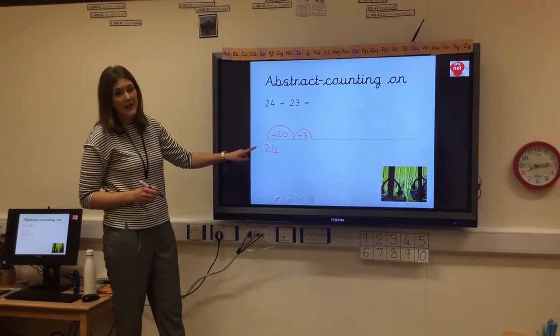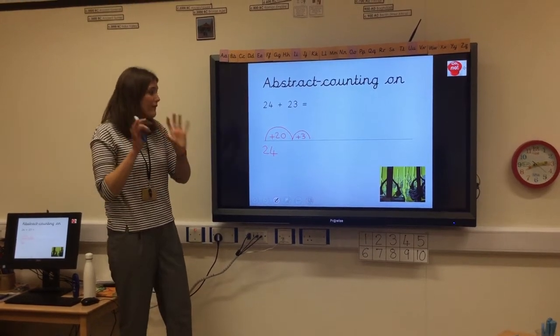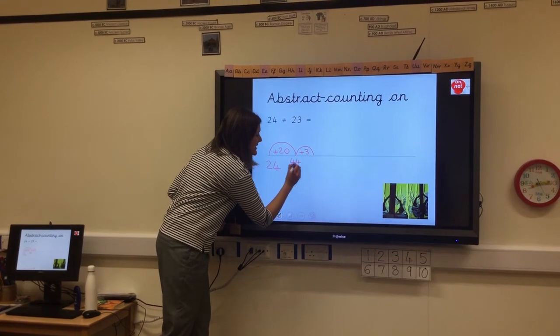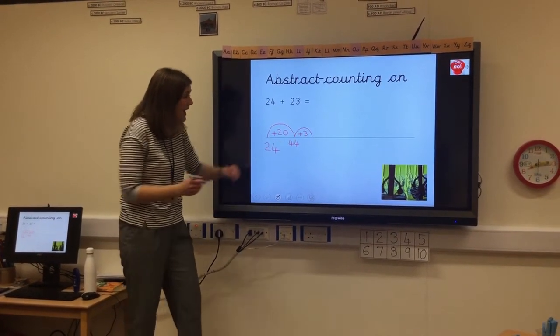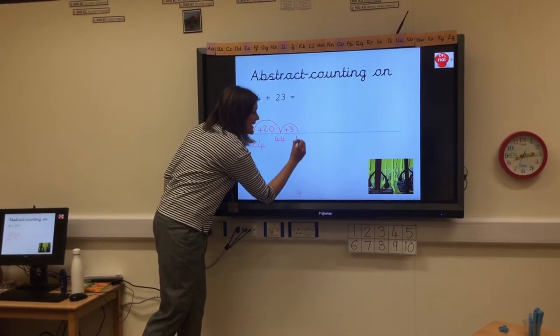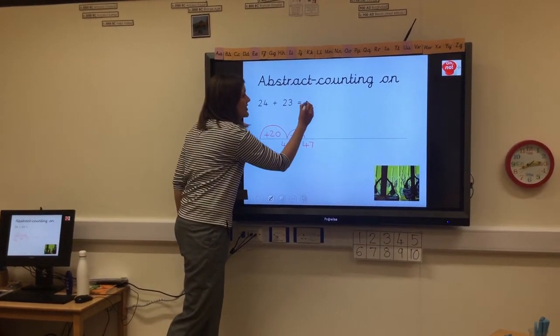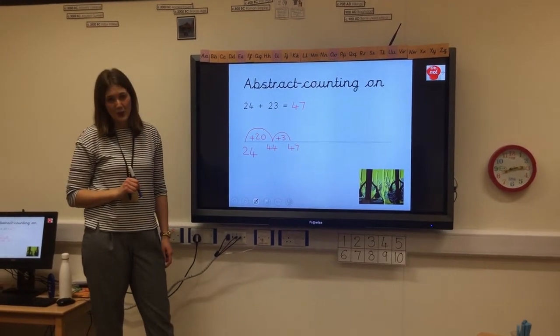So we partition those 10s and 1s again. So we know how to count on in 10s. So we're going 24, 34, 44. So we get to 44 when we've added 20, and we know how to add 3 onto that 4. So we're adding this 3, and again, 44 add 3 would be 47. So we've solved this equation or calculation, and we've got to 47, which is our sum or our total.